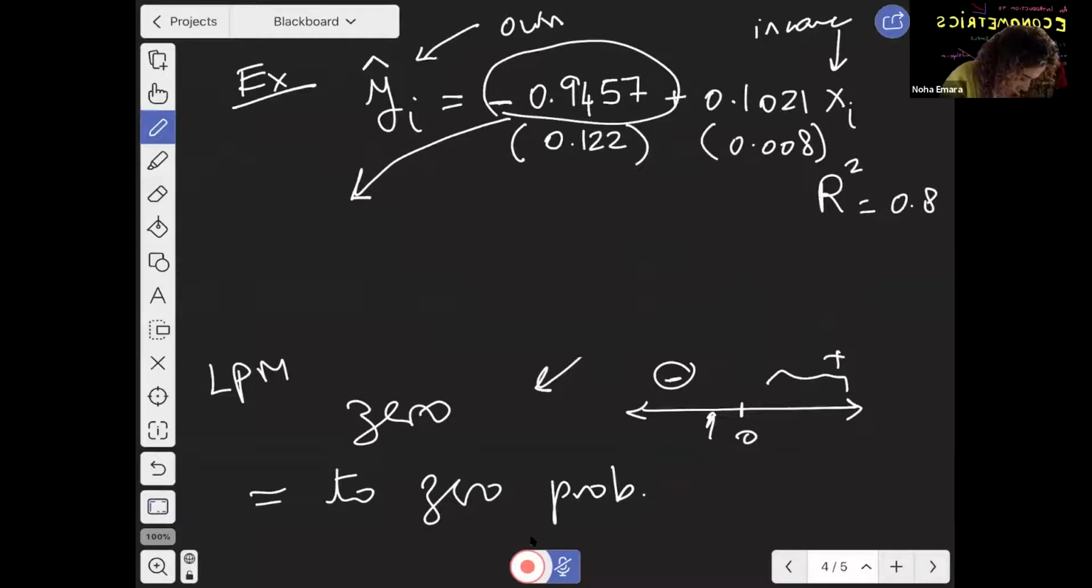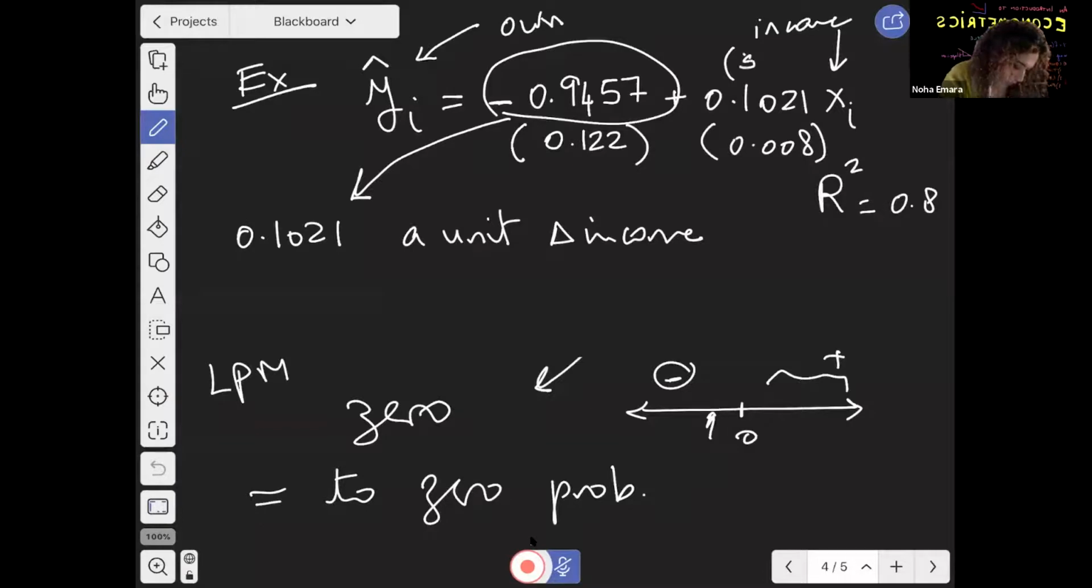What about the partial slope, the 0.1021? It basically means a unit change in income. And I want to let you know that the unit here is measured in thousands of dollars. I should have told you this. The variable income is measured in thousands of dollars. So when I say unit, a unit is a 1,000 increase or a 1,000 decrease.